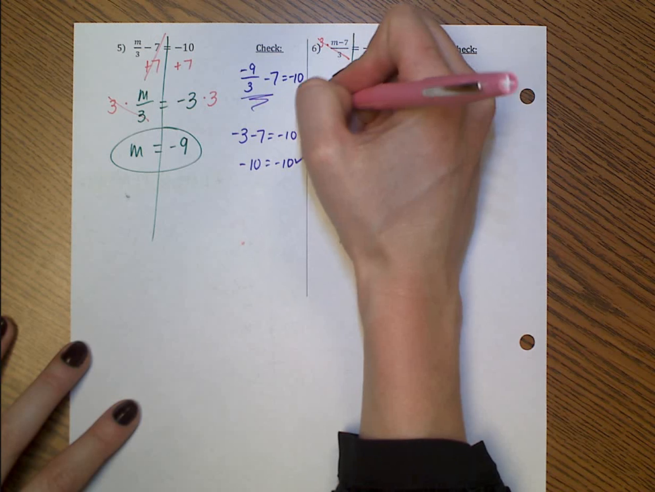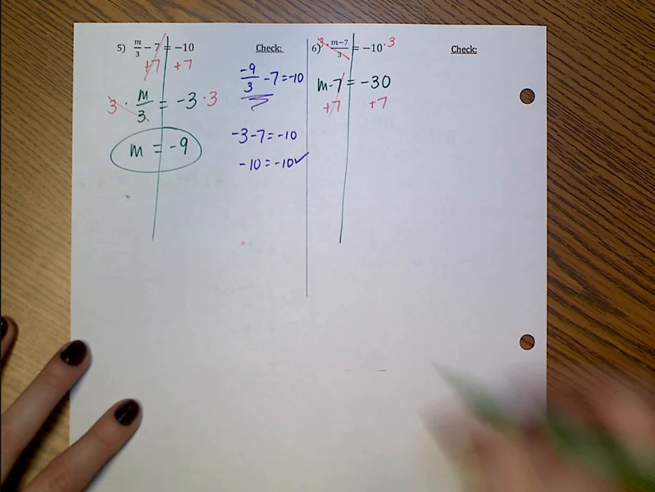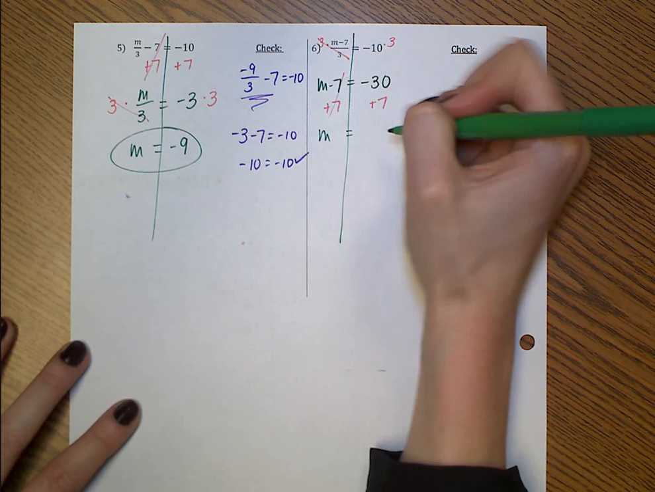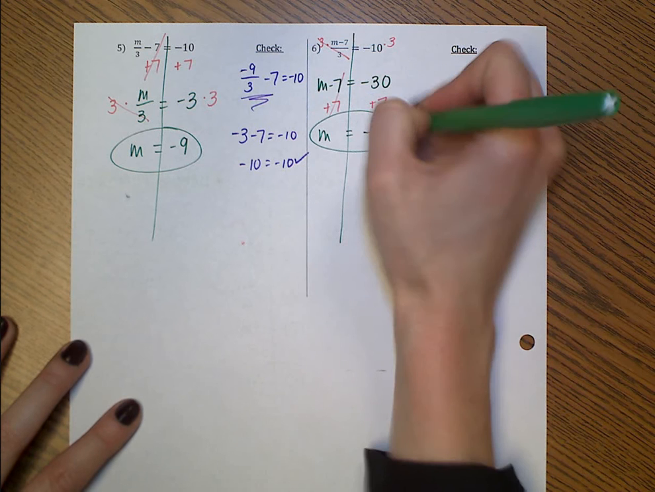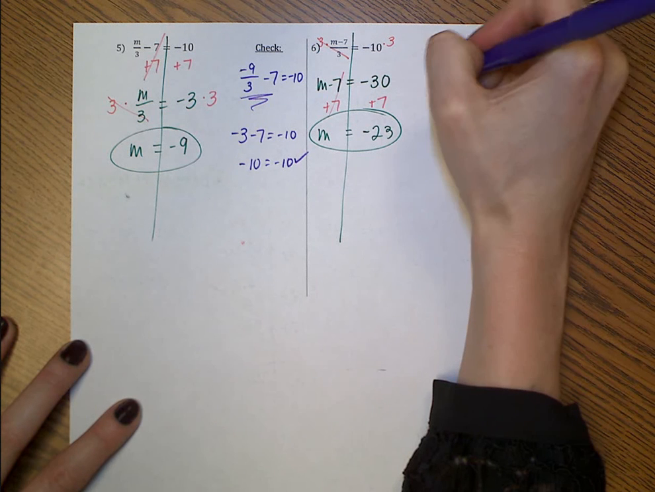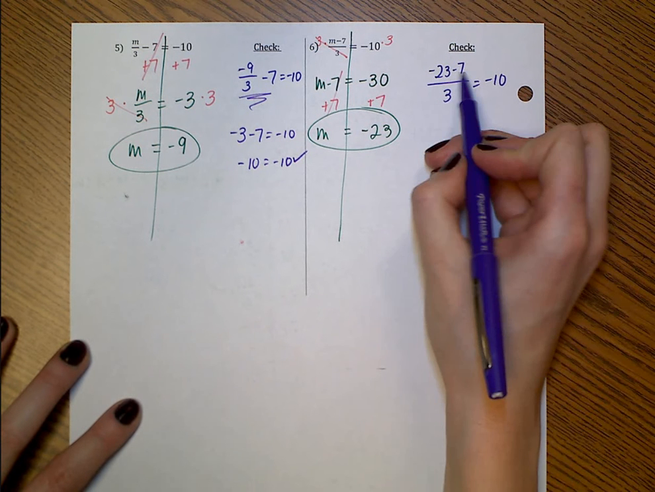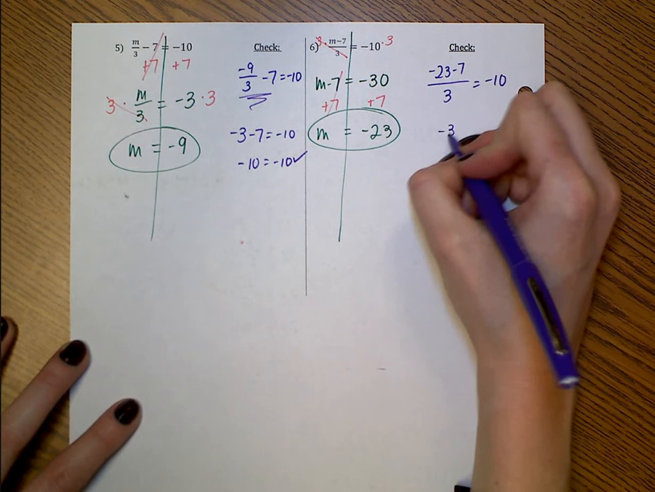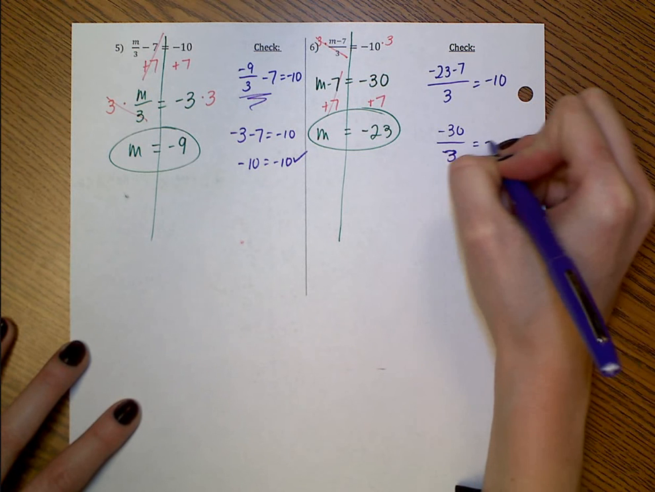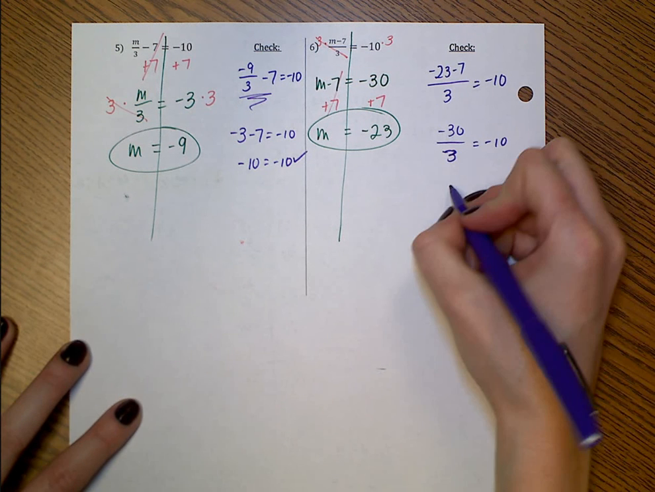Now I add the 7. And this one, I actually get m equals -23. And if we check it, we plug it in. Ooh, to work this out, I take care of the top first. +3. And then I do -30 divided by 3, which is -10.